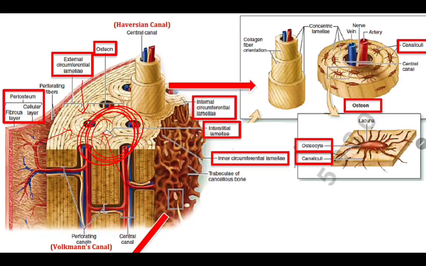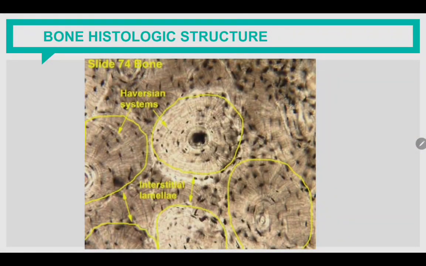Okay? So, let's check again another picture. Ayan. So, can you see the Haversian systems there or the osteon? Okay? You can clearly see the boundary that is being made by your cement line. Tama? Okay? So, the area there is your interstitial lamellae.